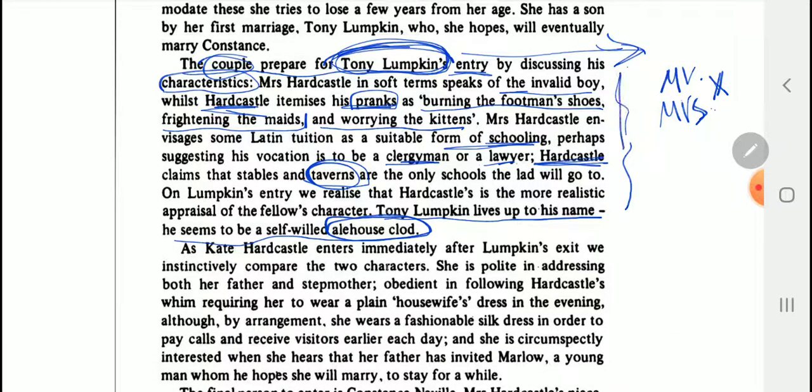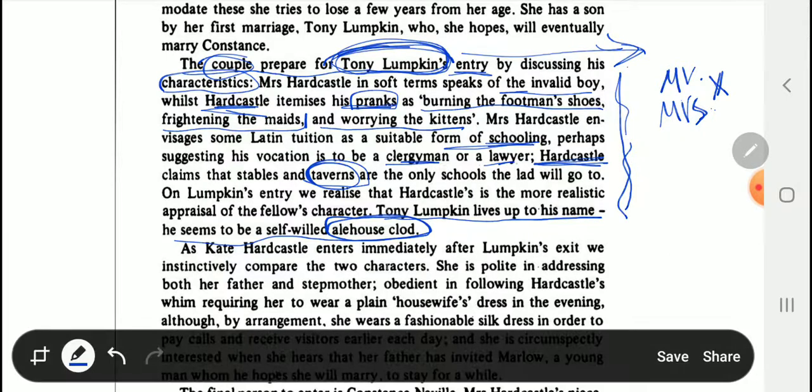Let's say he's stupid. He's someone who's very silly. He's someone who's not taking everything seriously. So that's why we see Mr. Hardcastle as if he's not feeling comfortable with Tony's existence at their home.